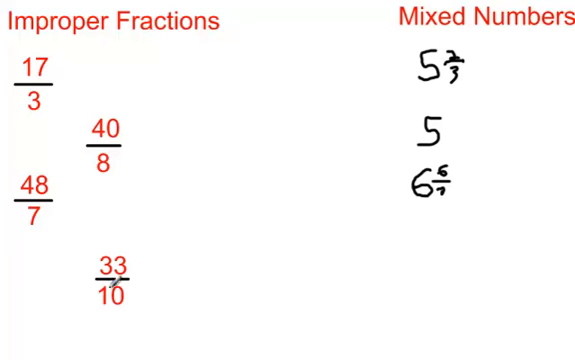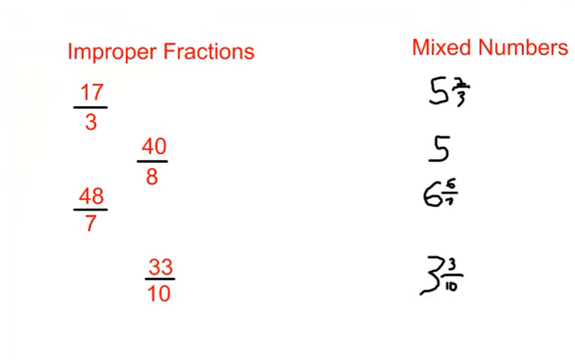The last one right here says 33/10. Well, 10 goes into 33 three whole times, so we can put a big 3. How many are left over? 33 minus 30 is 3. And I keep that denominator the same. 3 and 3/10.